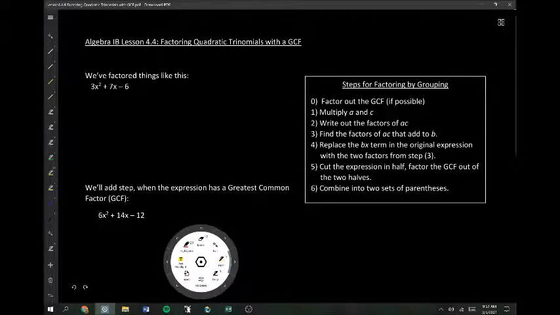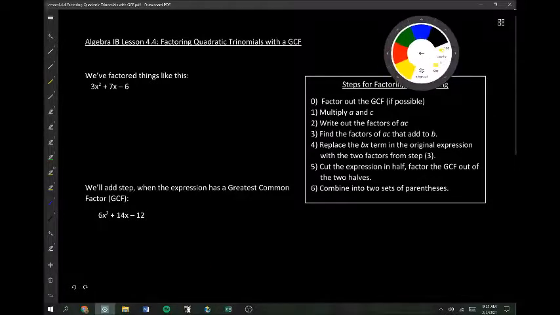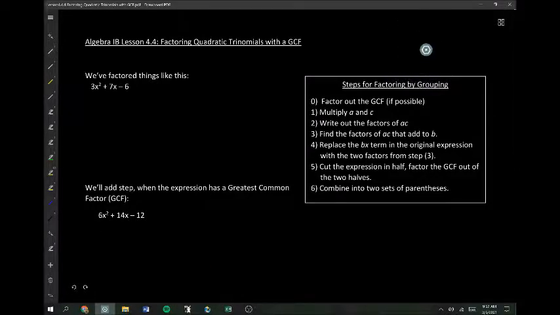Going to be factoring quadratic trinomials, but this time with the greatest common factor, a GCF. So we're going to be following the same steps we've been following every time for factoring. Like here, we've been factoring things like this: 3x squared plus 7x minus 6.